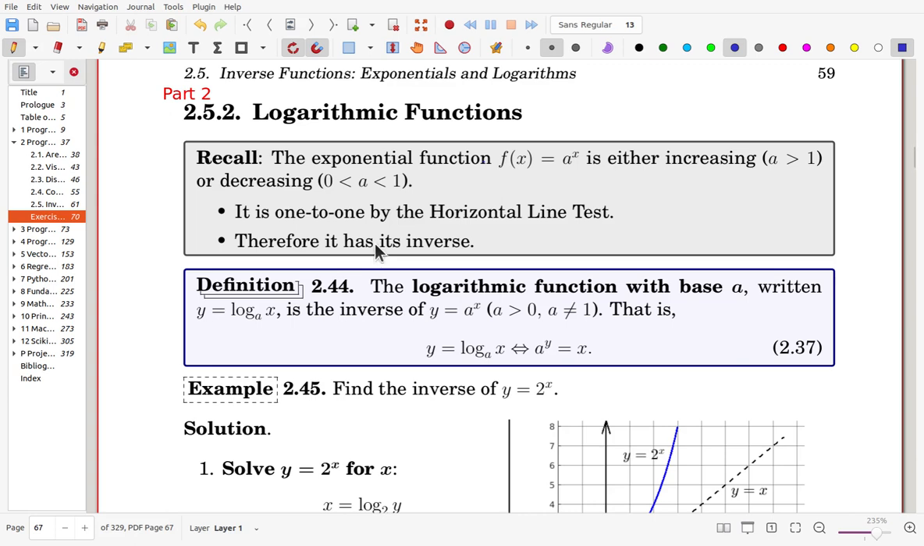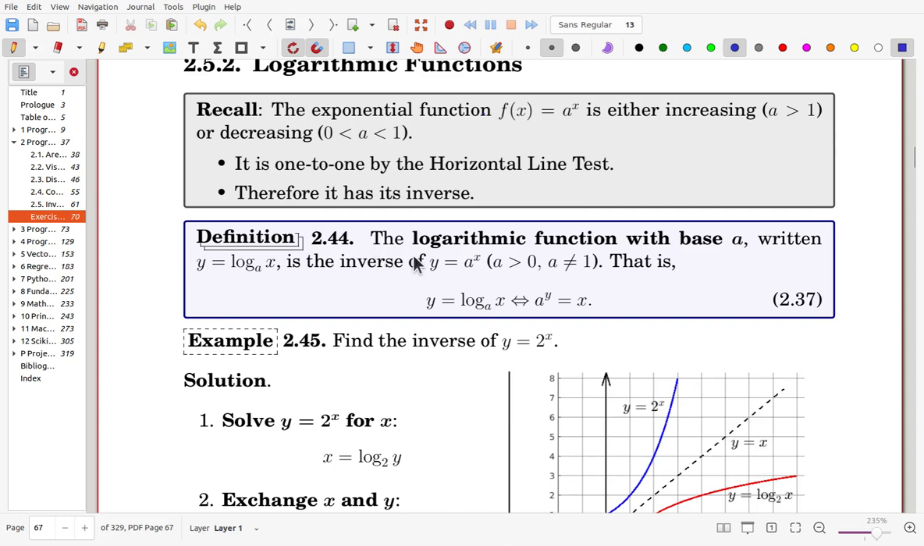Here we'll define logarithmic functions. The logarithmic function with base a, written in this form, is the inverse of y equals a to the x. That means if we see this logarithmic equation, then you have to understand the equation in this way: a to the y equals x. Okay, let's see this example. Through the example, you may understand the logarithm more thoroughly.